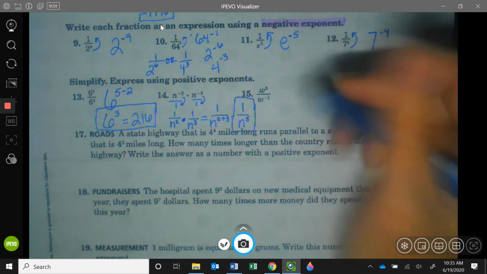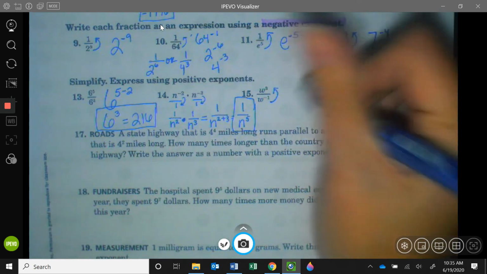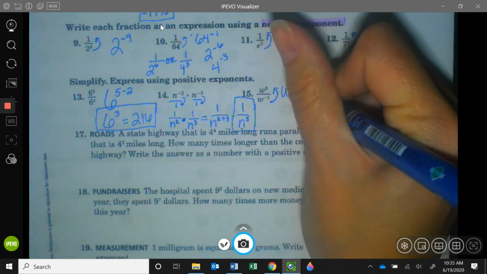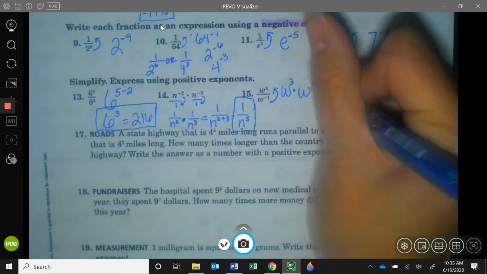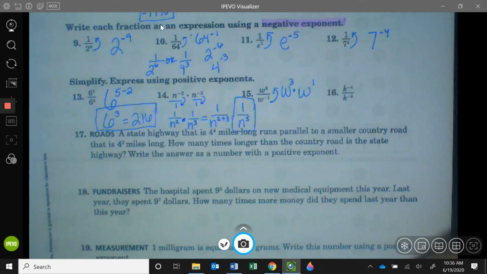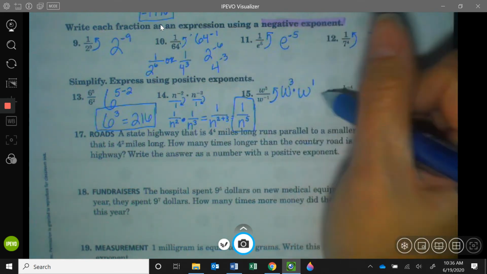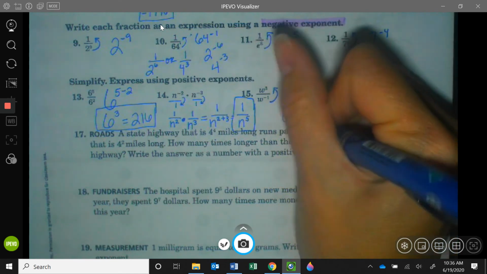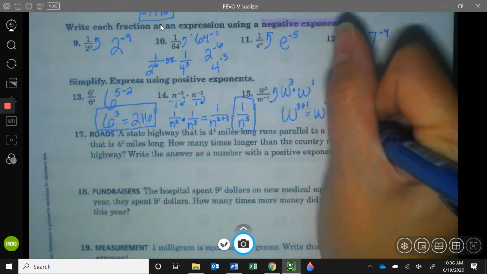Okay, look at number 15. This is the one that's negative, so we're going to move it. So the w to the 3rd power stays up top. But now we're moving w to the 1st power also up top. Because it was negative, now we want it positive. So then it becomes a multiplication problem, which means we get to add the exponents. So we get w to the 4th power.